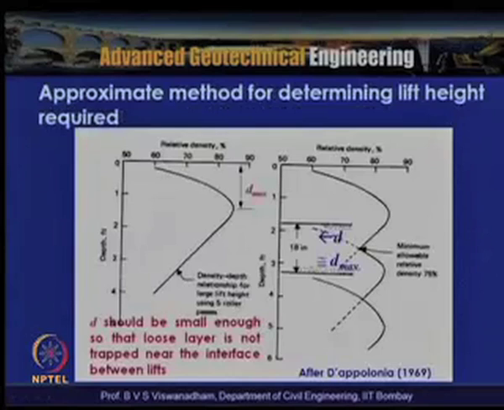So, the approximate method for determining the lift height in the field, according to D'Appolonia 1969, is that first, for a large lift height with a particular number of passes, determine the relative density with depth. If it is achieved for the largest lift height, say D max, using 5 roller passes, the depth D should be small enough so that the loose layer is not trapped near the interface between the lifts.